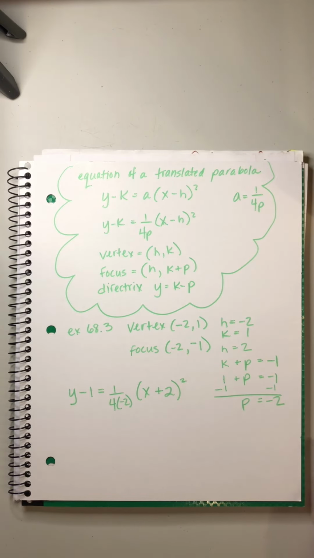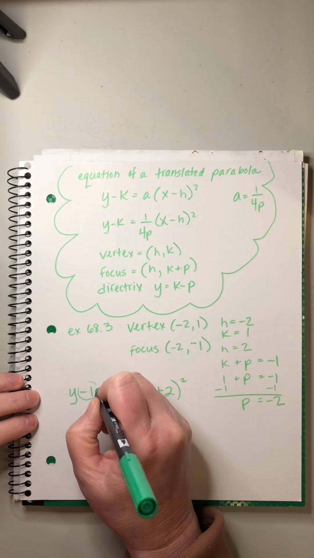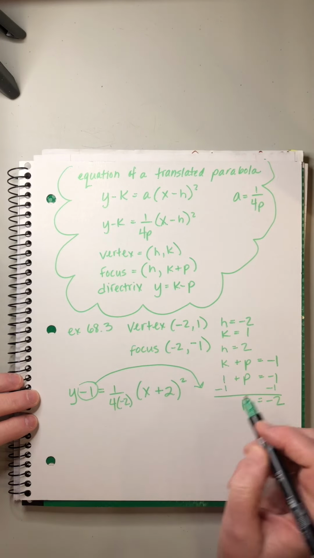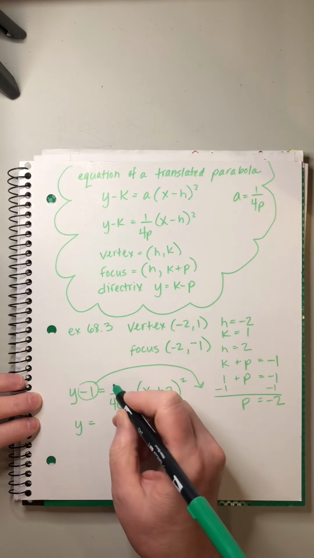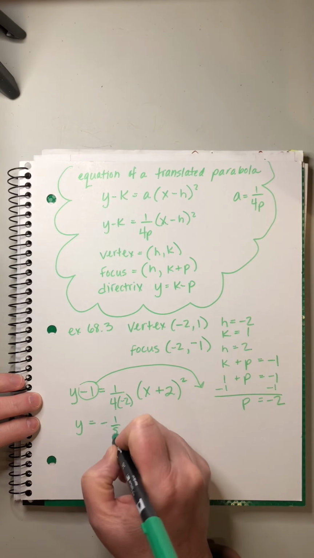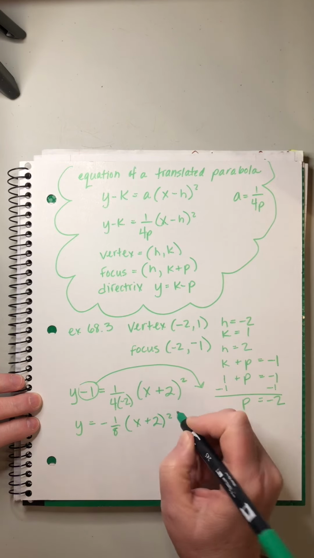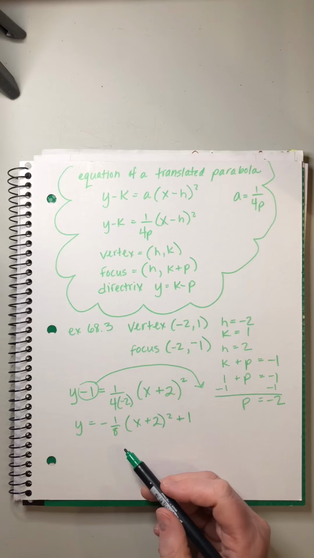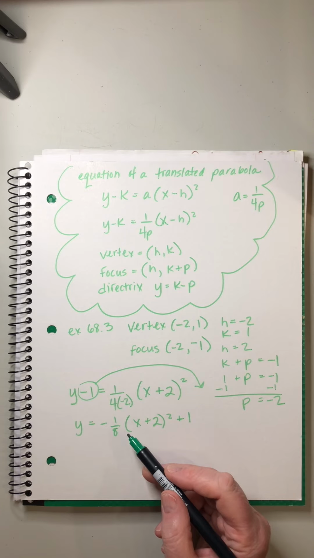All right. Now let's clean this up. What we usually like to do is take this and tack it on the back end over here so that everything's on this side and it's just y by itself. So we'll do that. y equals -1 over 8 times quantity (x plus 2) squared plus 1, because we're on the opposite side. So there's our equation. What else did John want from us? Write the equation. Oh, the directrix and the axis of symmetry.